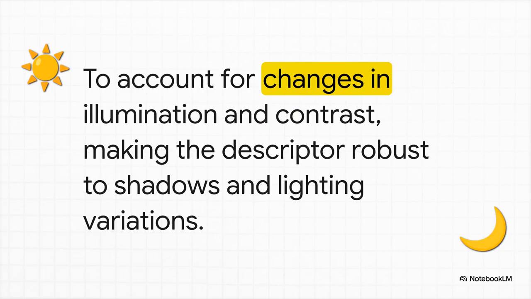And why do we do that? Well, this step is pretty much the secret sauce. By normalizing across a bigger block, the final description becomes way less sensitive to changes in lighting. It doesn't matter if a person is standing in a bright field or a shadowy alleyway, the pattern of their edges stays pretty much the same.